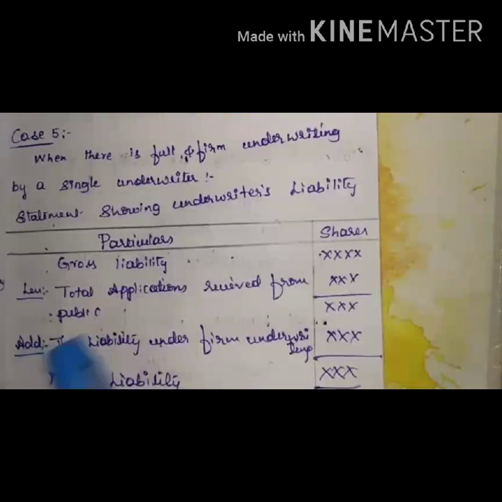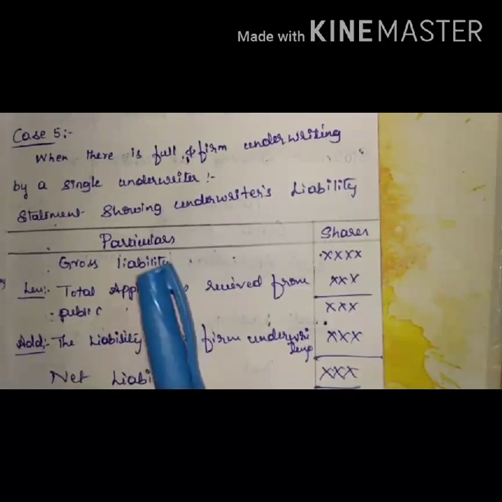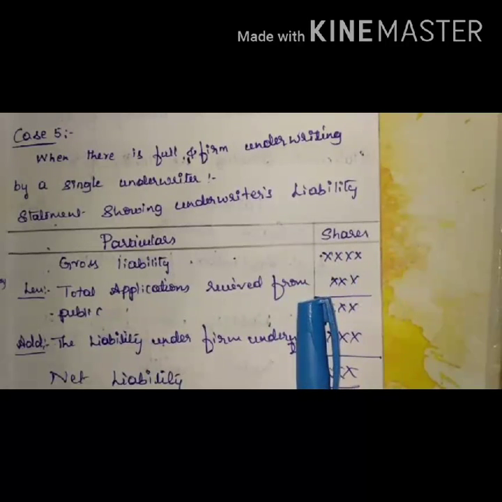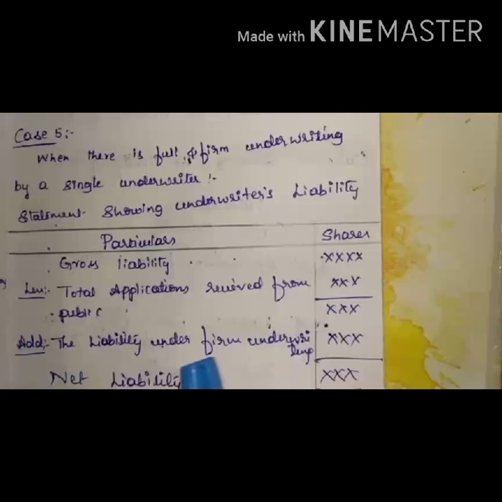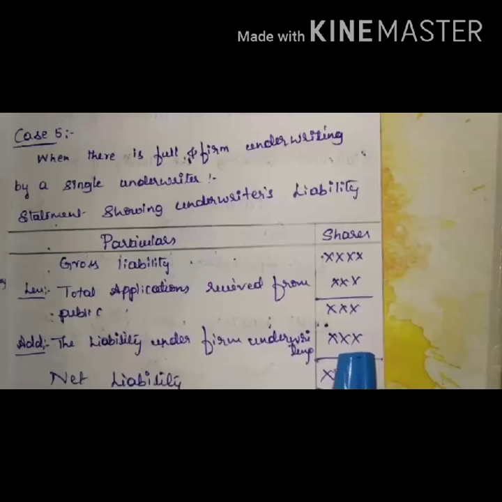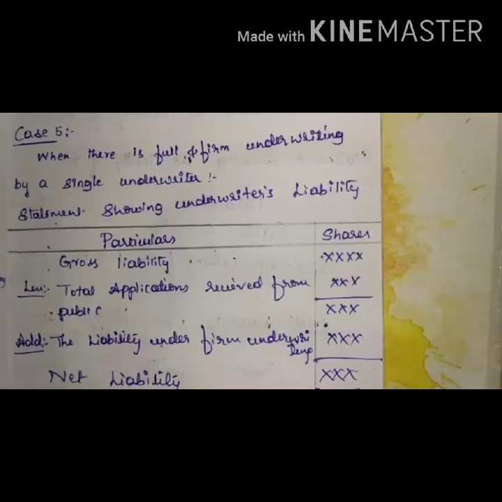Here is a statement. First we have to take gross liability. Gross liability means the total number of shares to be taken up by the underwriter less public subscription, that is applications from the public. Then we have to add liability under firm underwriting, that is the specific number of shares that the underwriter needs to take up under firm underwriting. So then we'll get the total liability of the underwriter, that is net liability.